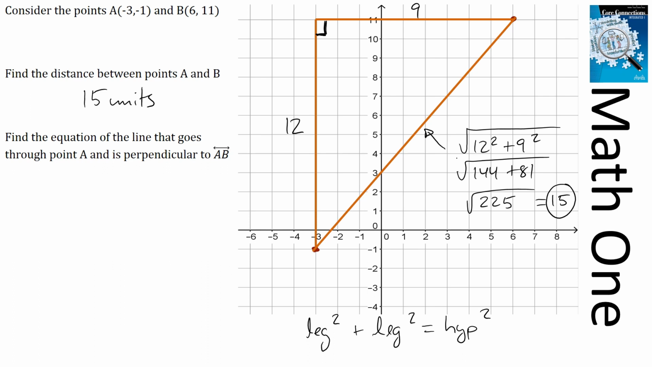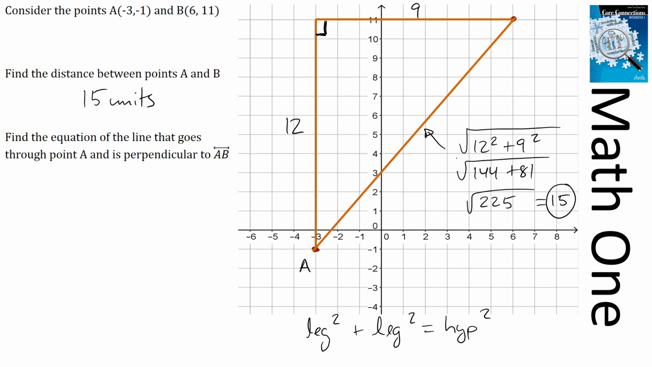And if I was asked what's the perimeter of that triangle, I would add the 12 and the 9 to it, and I would have the perimeter at that point. But whenever we're finding the length of these diagonal segments, we need to deploy the Pythagorean theorem to do so. The last question here says, find the equation of the line that goes through A. So we're talking about this point down here. It's going to go through this point A, and it has to be perpendicular to line AB.